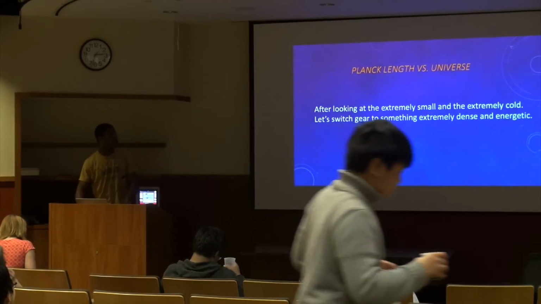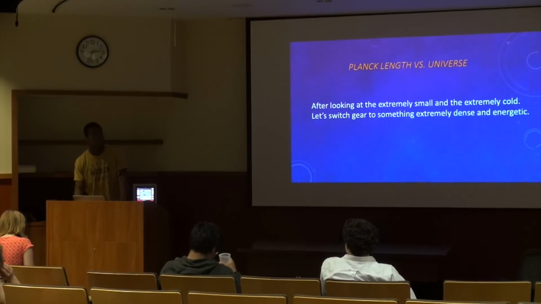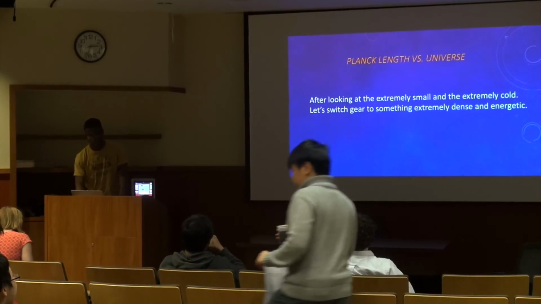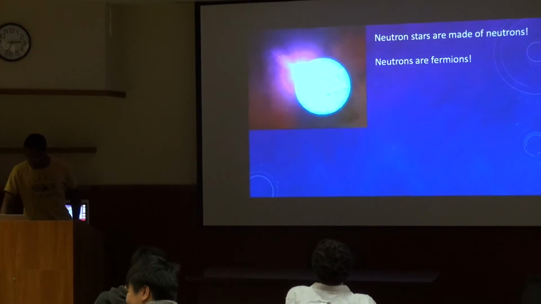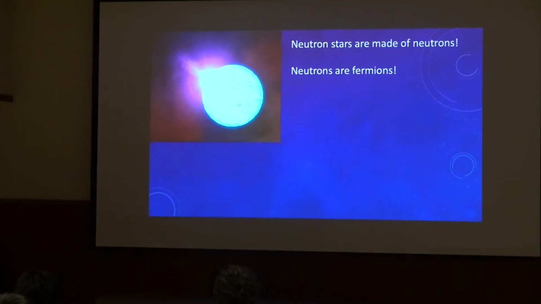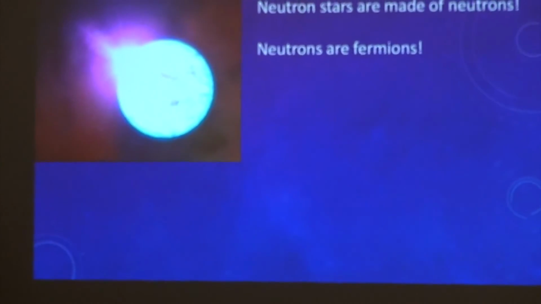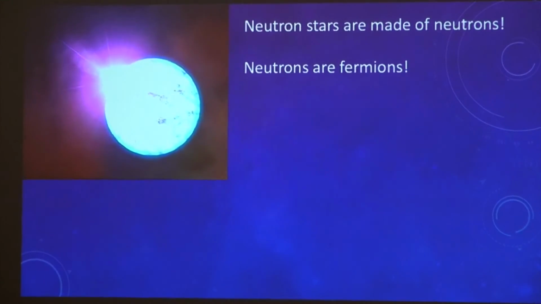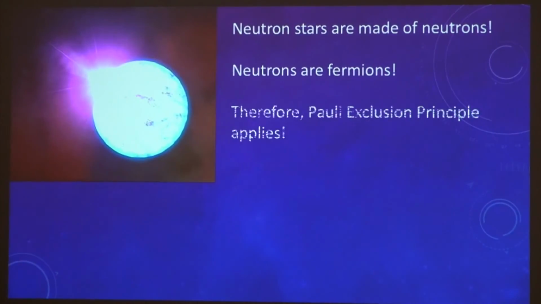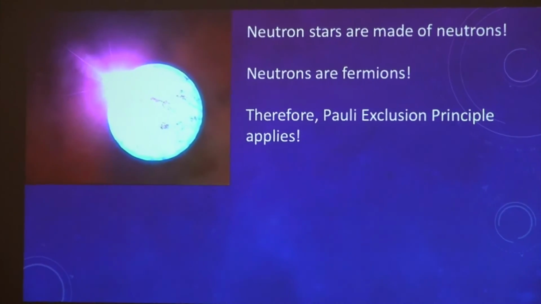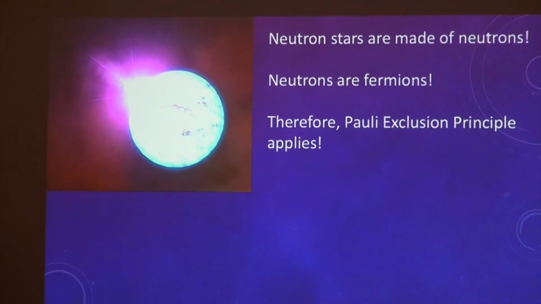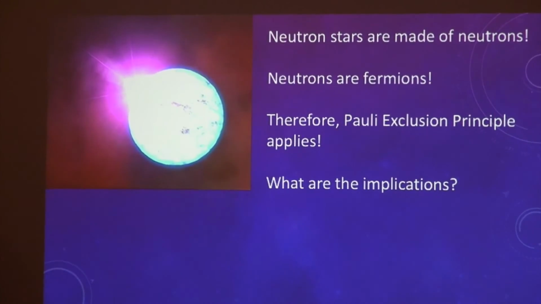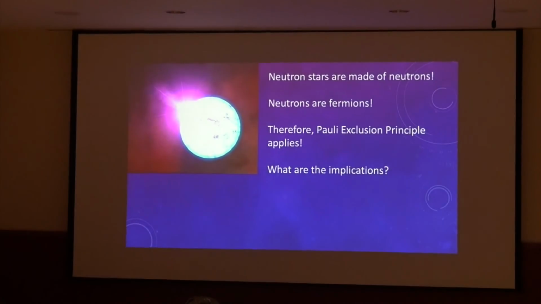Here I'm going to use what we know about fermions and the Pauli Exclusion Principle to look into the physics of how neutron stars exist. Neutron stars, as you might have guessed, are made of neutrons. And neutrons are fermions as matter particles. This means that the Pauli Exclusion Principle, that no neutron in the neutron star can have the same quantum state, applies.